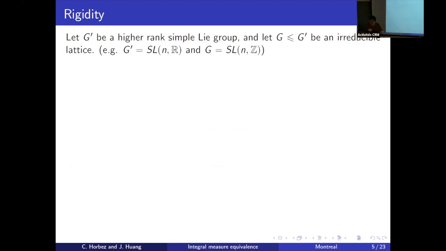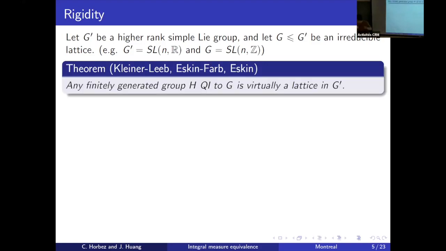That's a sharp contrast to my previous slides. Everyone's favorite place to prove rigidity is high rank lattices. There is both an ME rigidity result and a QI rigidity result, and they are basically the same statement. I take a simple Lie group of high rank and take a lattice in it, so just ignore the irreducible. On the QI side, it's known that any finitely generated group H quasi-isometric to this high rank lattice is virtually a lattice in the same Lie group.